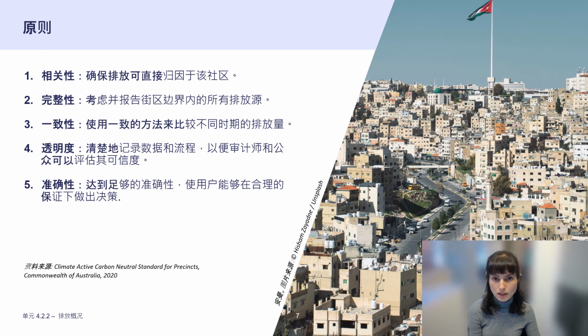Consistency is about using consistent methodologies to compare emissions over time. Any changes to the data, boundary or methods must be transparently documented as they occur. Transparency is about documenting data and processes clearly so that auditors and the public may evaluate its credibility. Accuracy is about achieving sufficient accuracy to enable users to make decisions with reasonable assurance. Where uncertainty is high, conservative values and assumptions should be used.